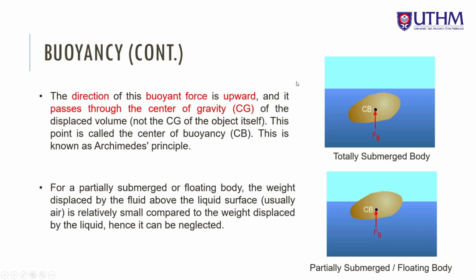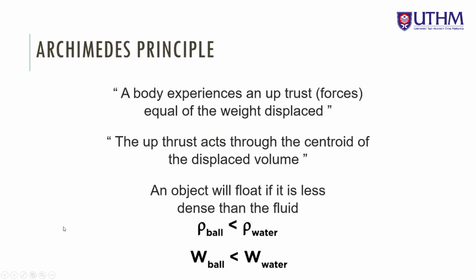Kalau kita tengok dekat dua gambar ni, di atas adalah fully submerged body dan yang di bawah adalah floating body ataupun partially submerged. Kalau kita tengok sama saja, buoyant force dia masih mengarah ke atas. For a partially submerged or floating body, the weight displaced by the fluid above the liquid surface, usually air, is relatively small compared to the weight displaced by the liquid. Hence, it can be neglected. So, udara itu boleh di-neglect lah dalam perkiraan untuk determine the buoyant force of the body.